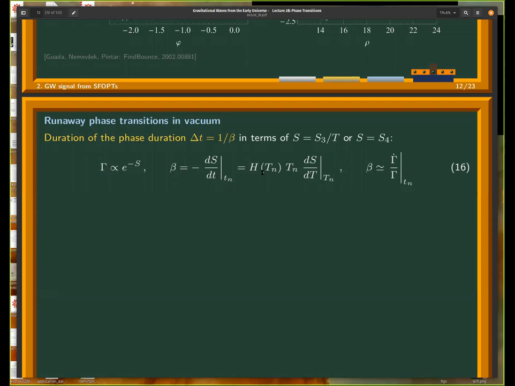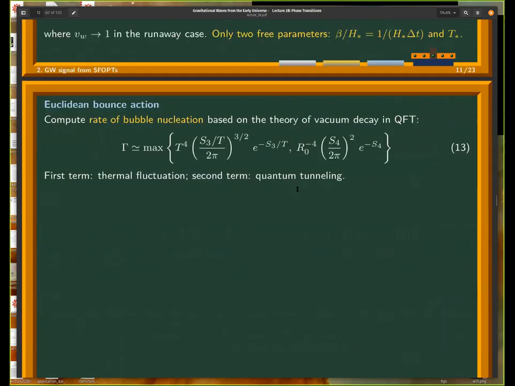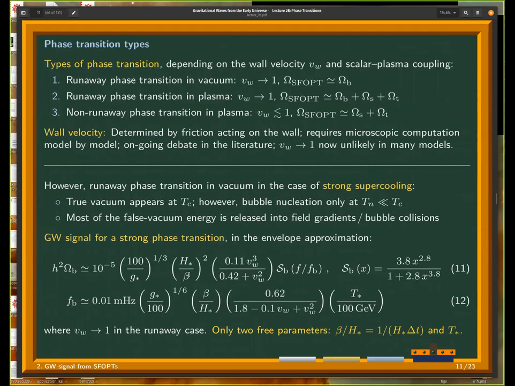I think in many models, the problem is that beta actually turns out to be too large. You put in your model parameters, you do the calculation, and you find a very large beta, and you don't like this because it suppresses the strength of the signal. If you have a model where you can get small values of beta, then you are happy and lucky, and this turns into your favorite model. But it's not a free parameter. You have to calculate it. And in models where the phase transition actually completes, you will not find values of beta over H smaller than one. Okay, yeah, thank you.